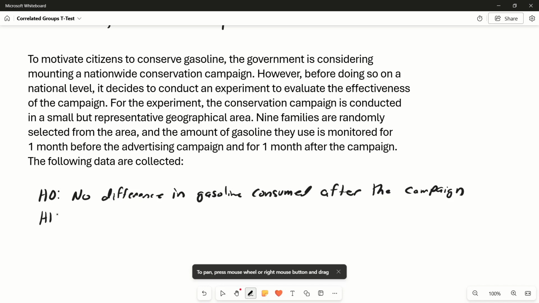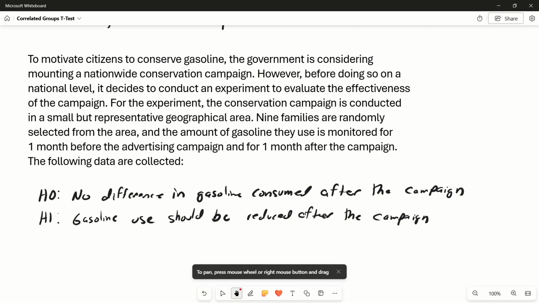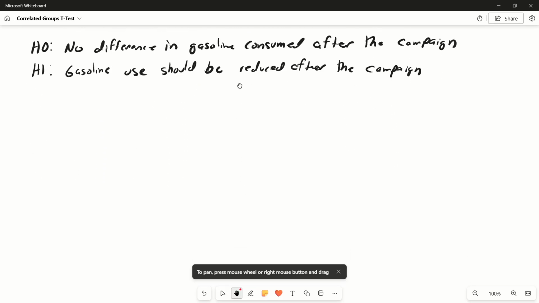The alternative here, we're looking at, is the campaign effective? Is it reducing gasoline? So gasoline use should be reduced after the campaign. So after being exposed to the campaign, there should be less gasoline use. So let's test this hypothesis by looking at the before and the after of the data, the repeated measures.